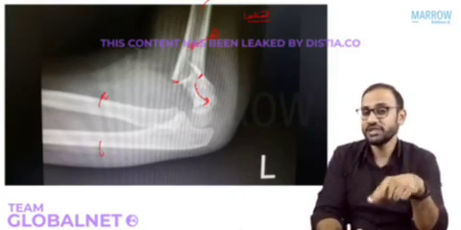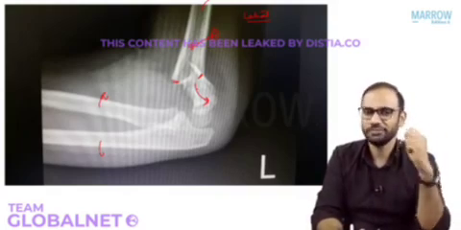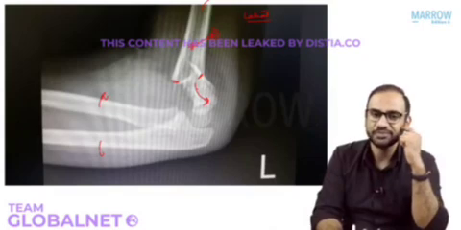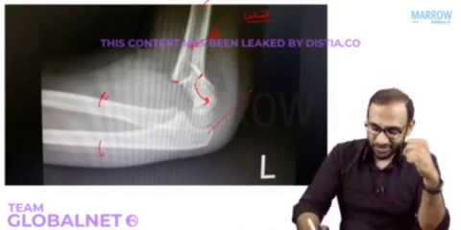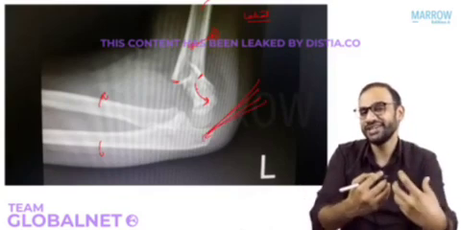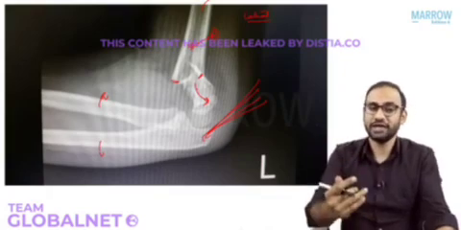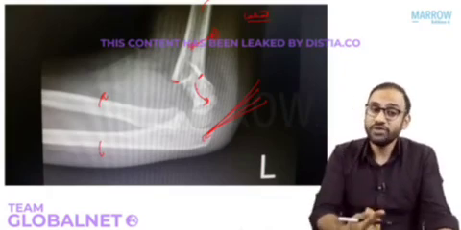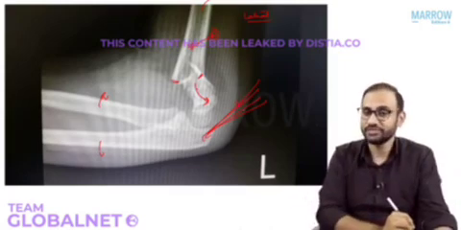The fracture was displaced in the first place because of two reasons. The first reason is the fracture force, or the trauma, the velocity of the injury. Second is the strong muscular pull. Now, what is the muscle that is pulling this olecranon? Triceps. And that is what is causing the displacement. When you're attempting to reduce the fracture back to normal anatomy, you obviously have to counteract the force of this displacing muscle, right?